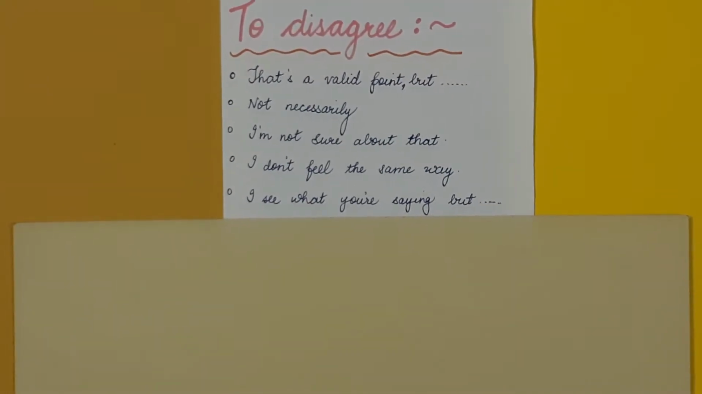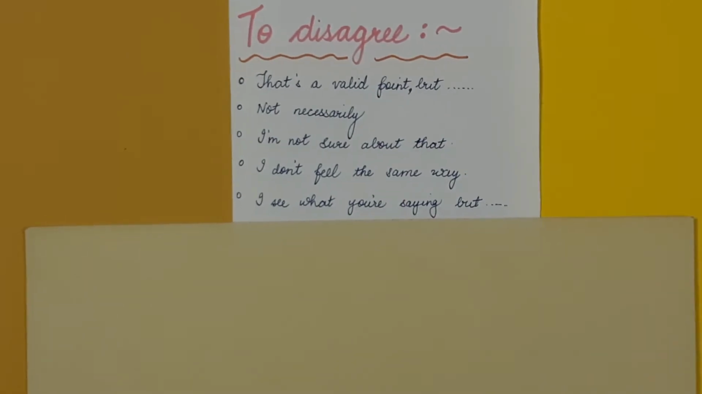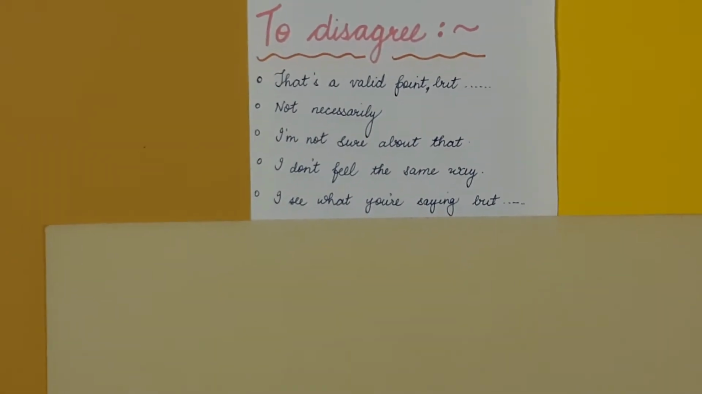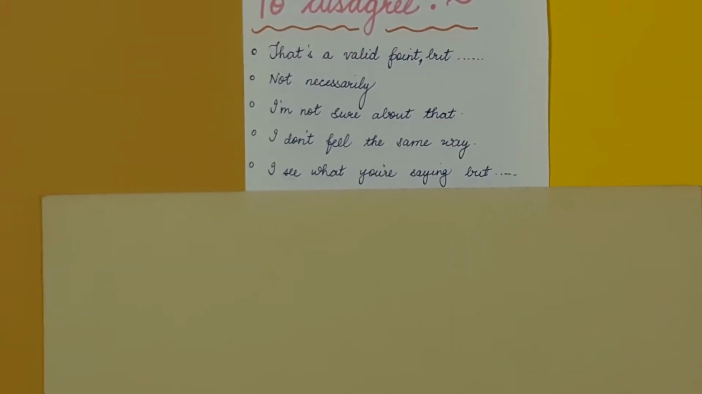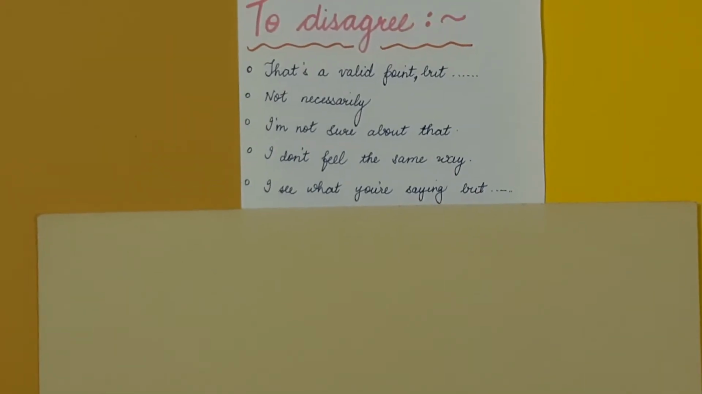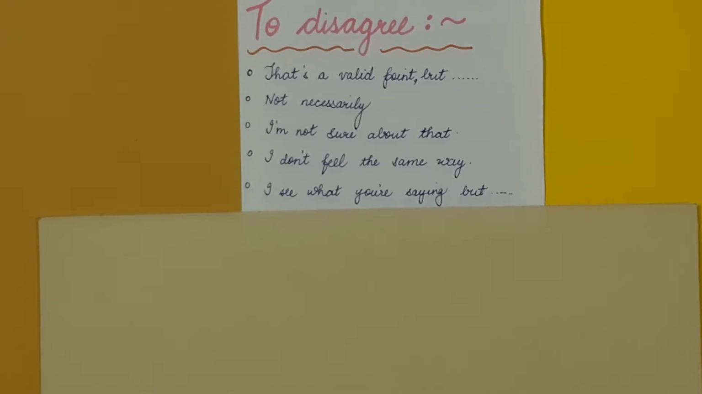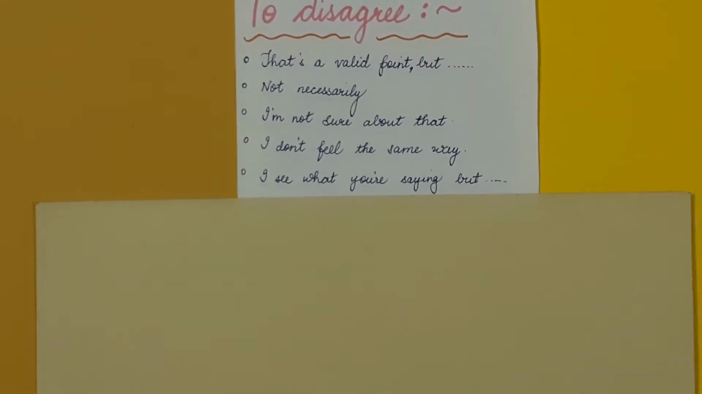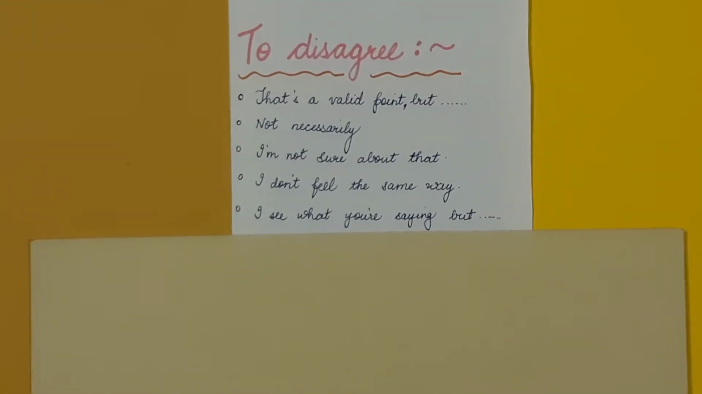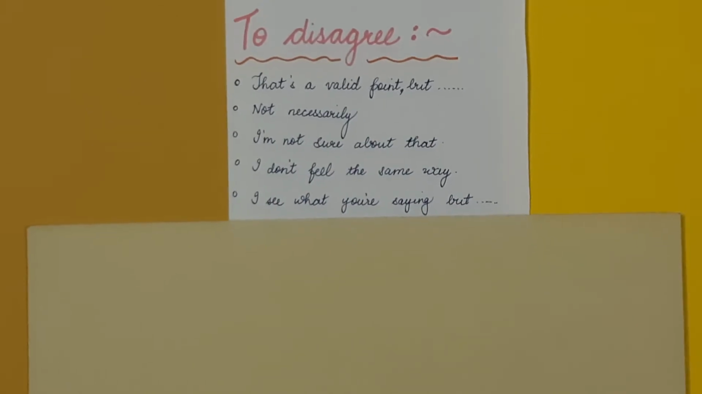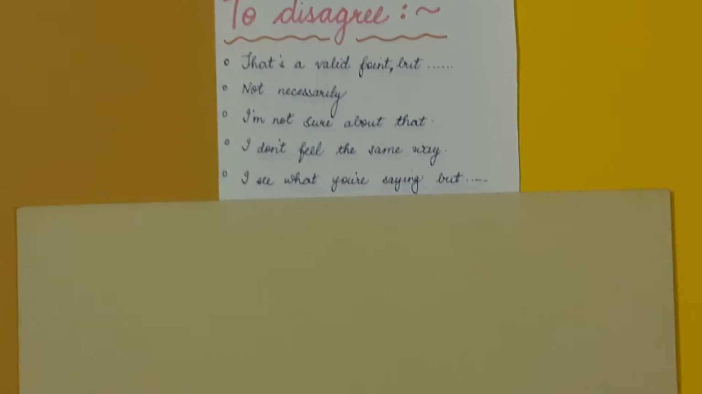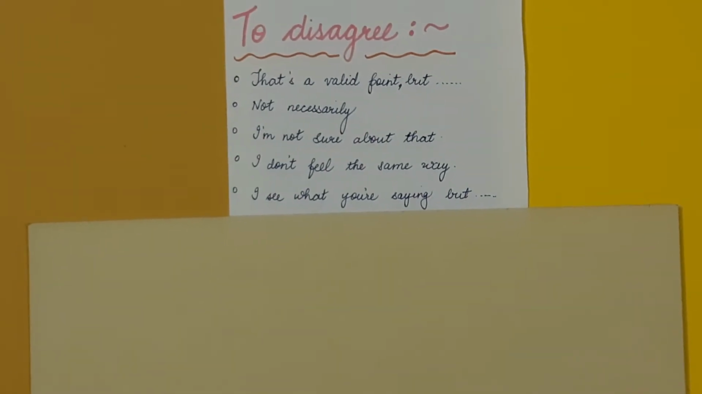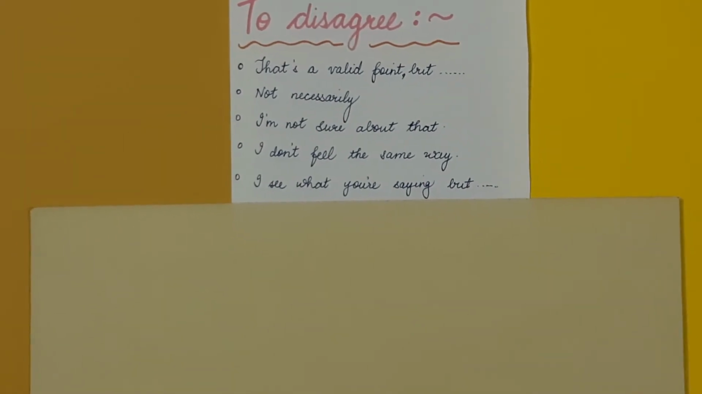This is also kind of very polite. I see what you're saying, but, and then put your opinion. You don't want to hurt that person directly, and you're indirectly disagreeing with that person. You'll say, I see what you're saying, but actually, it's not like that, or it should not be done like that. And put your opinion. It's very, very polite. I'm sure that person won't get hurt anyway.